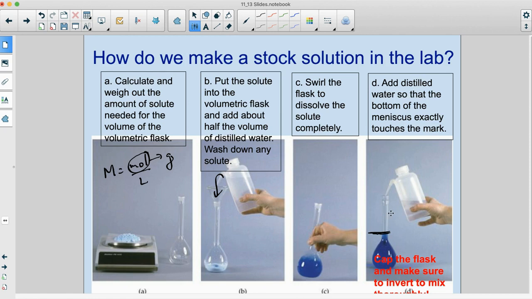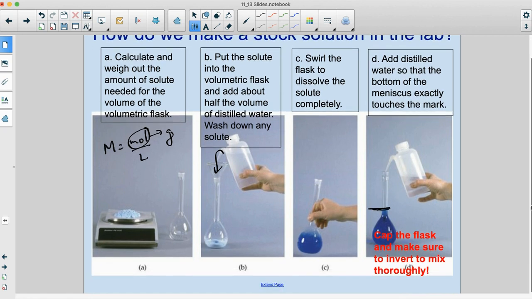And then this step is really important too. You have to cap the flask and make sure to invert, meaning turn it upside down several times to mix this solution thoroughly. You don't want a bunch of dense solution on the bottom and watery solution on top. So you have to make sure to invert your flask.